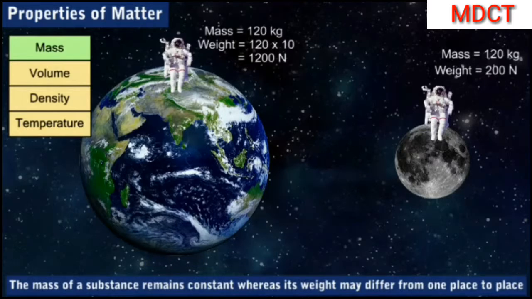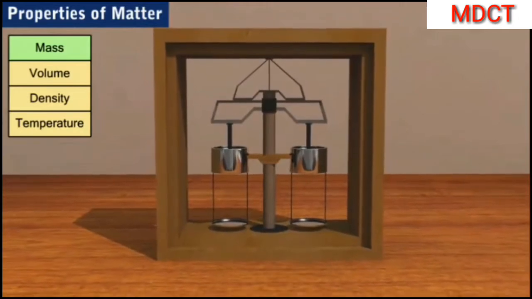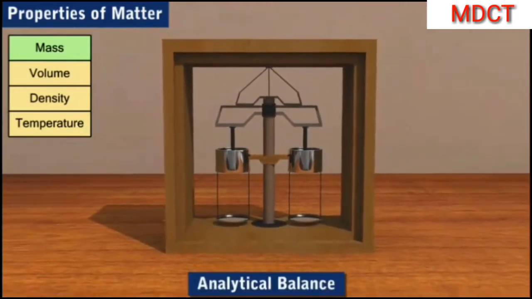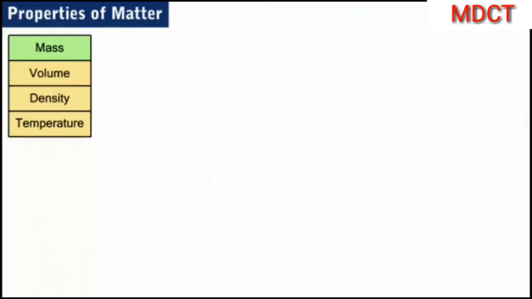If you weigh the same person on Moon, his mass will be the same while the weight will differ. In this case, 200 Newton, which is because the gravitational force of Earth and Moon differ. Mass can be accurately measured with the help of analytical balance.